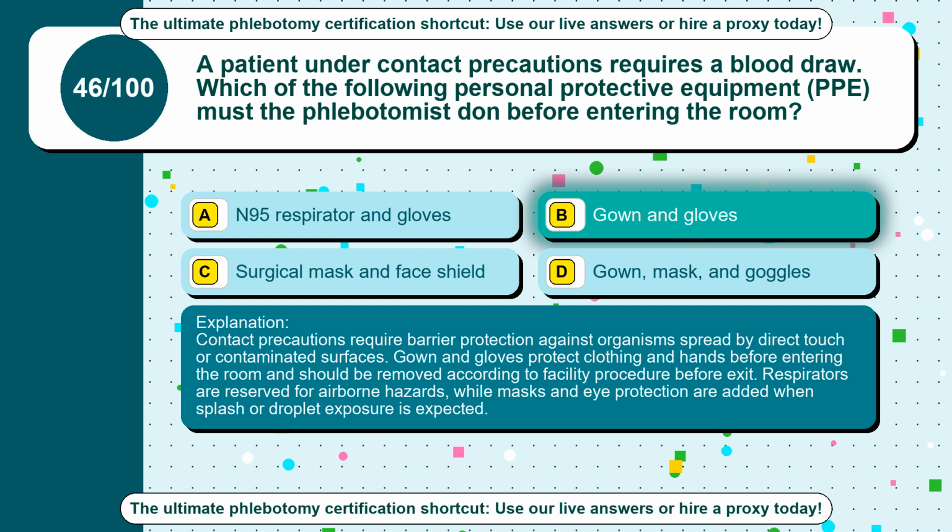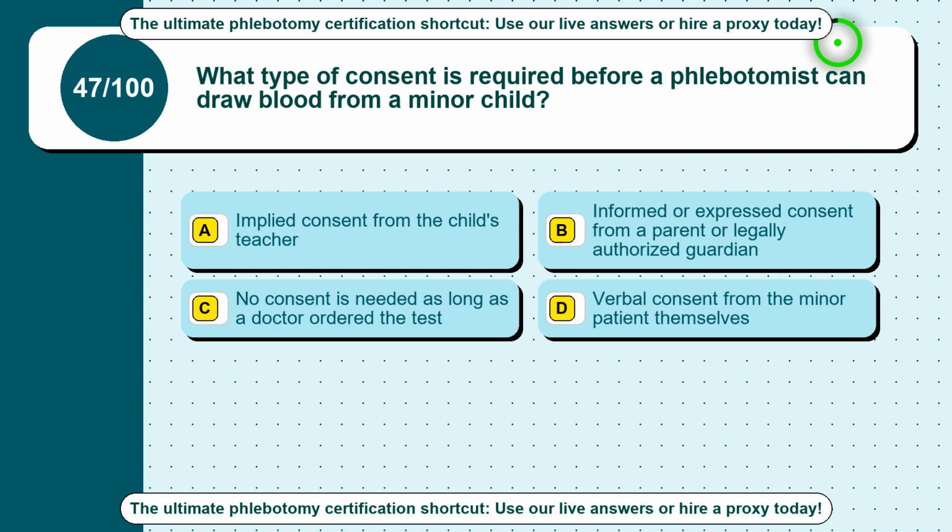Question 47. What type of consent is required before a phlebotomist can draw blood from a minor child? Option A, implied consent from the child's teacher. Option B, informed or expressed consent from a parent or legally authorized guardian. Option C, no consent is needed as long as a doctor ordered the test. Option D, verbal consent from the minor patient themselves.